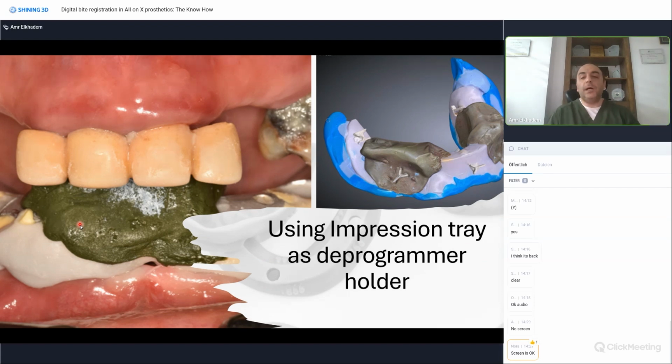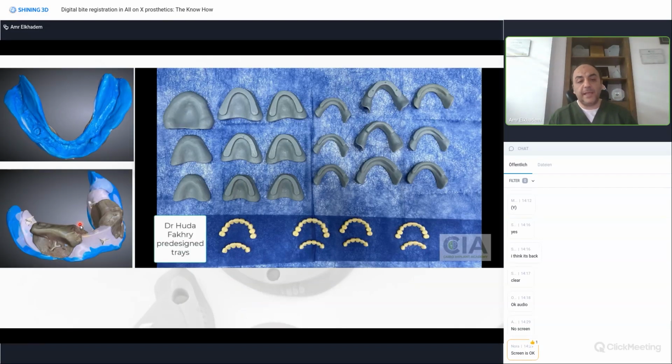We can also use an impression tray as a holder for my deprogrammer. And this is really beneficial when you are doing a combination between physical scanning for the tissues, and also you need to record your scan bodies. Let me show you a case.